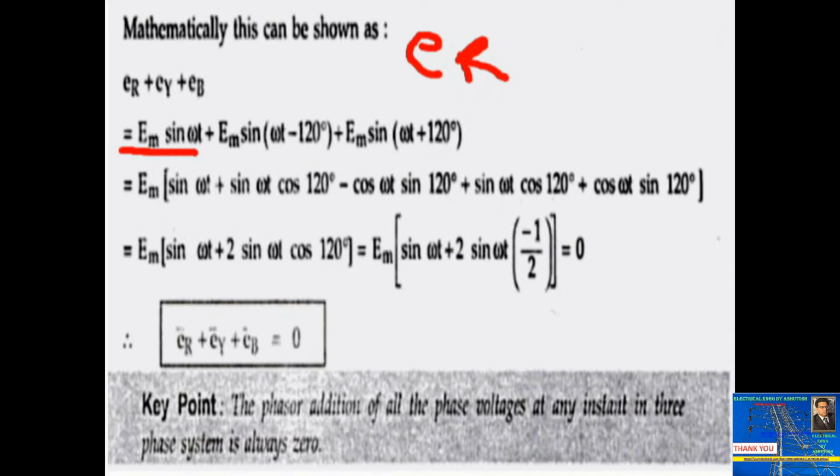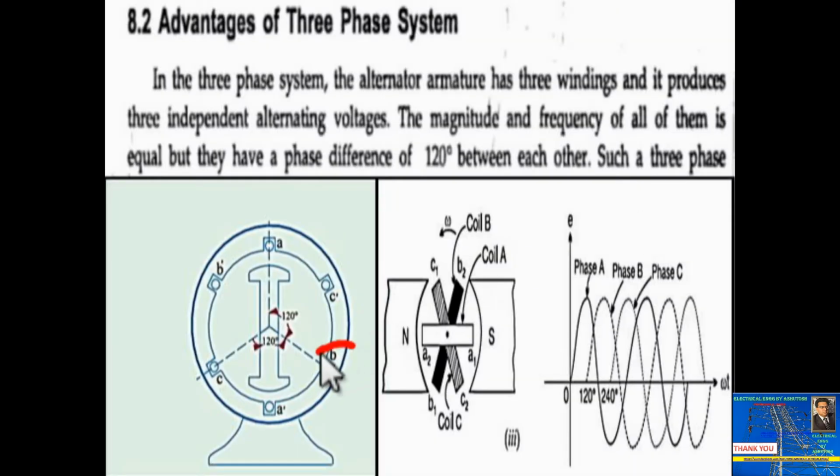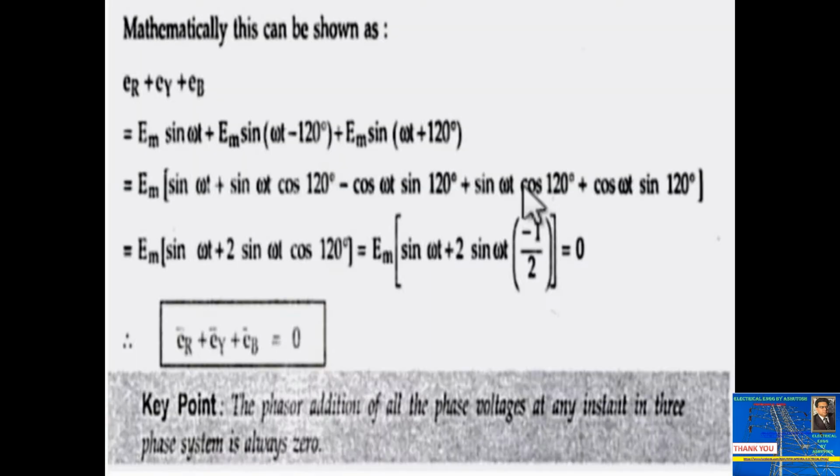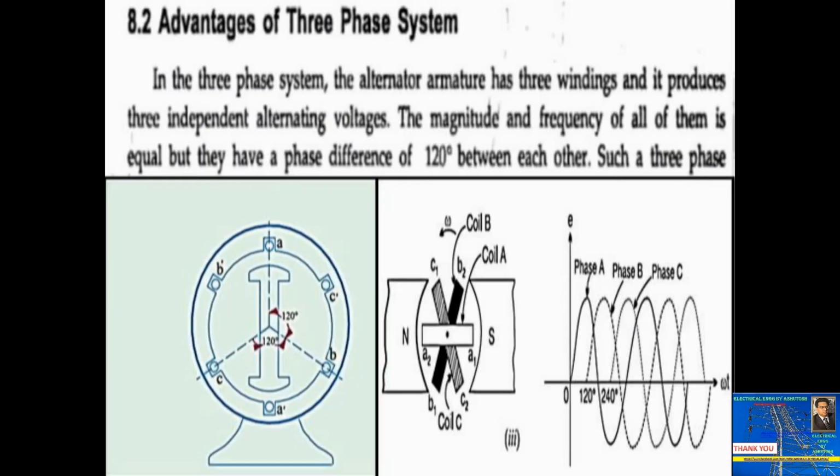Then the voltage in the second coil, see here, that is B phase or Y phase. So the voltage in the second coil will be EM sin omega t minus 120 degrees. So guys, there will be a phase difference of 120 degrees. So this voltage EY lags from voltage ER by 120 degrees. And then the third voltage induced in the third coil. You can see this is R, this is Y, and this is B.